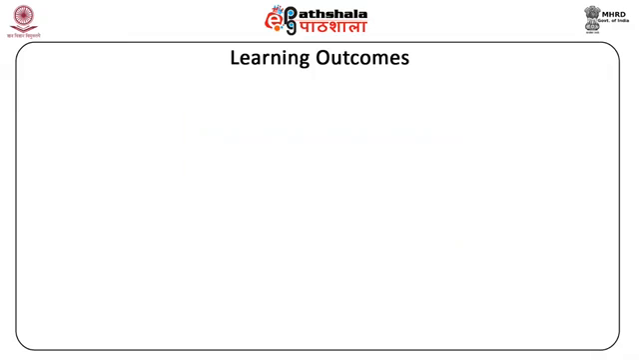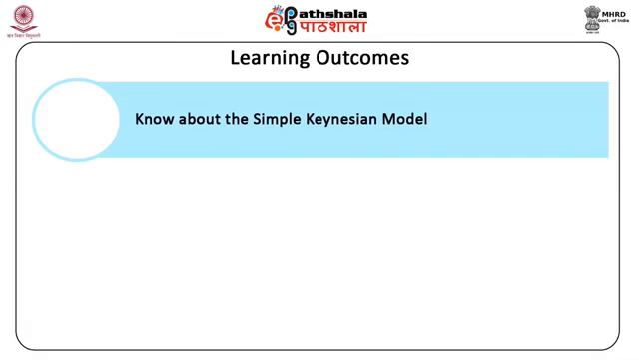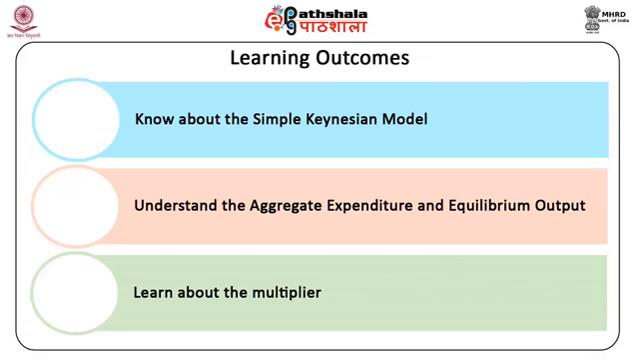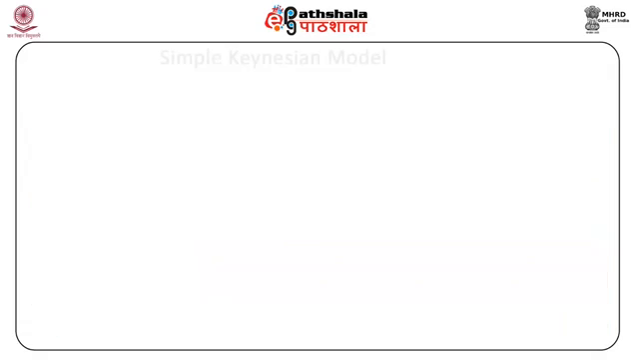After studying this module, you shall be able to know about the simple Keynesian model, understand aggregate expenditure and equilibrium output, and learn about the multiplier. Let us understand the simple Keynesian model.